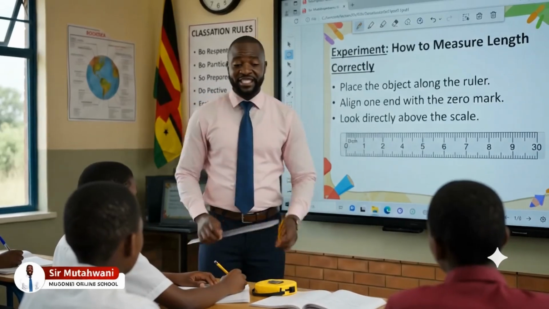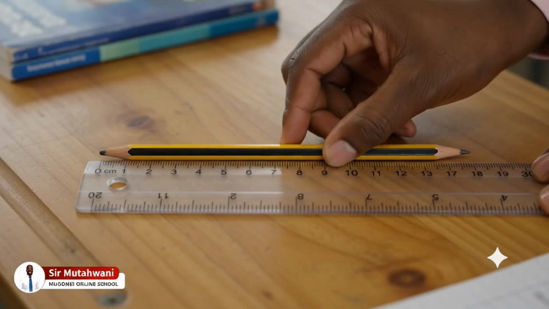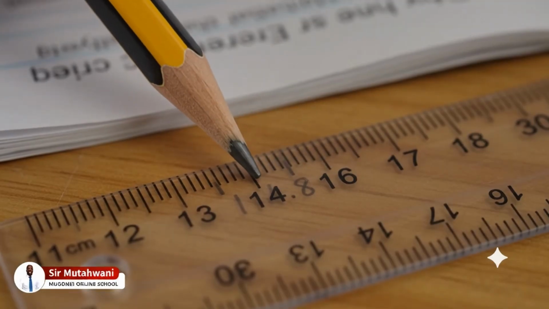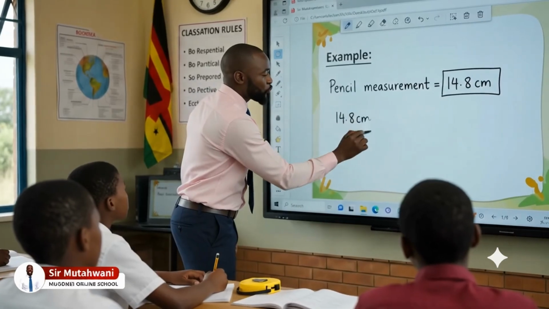Now let's learn how to measure length correctly. Align the end of the pencil perfectly with the zero mark to avoid any reading errors. As you can see, the pencil's length. Always remember to record your units.